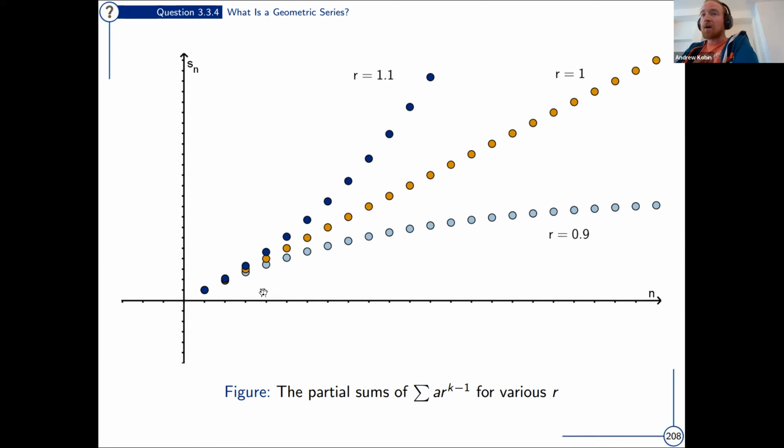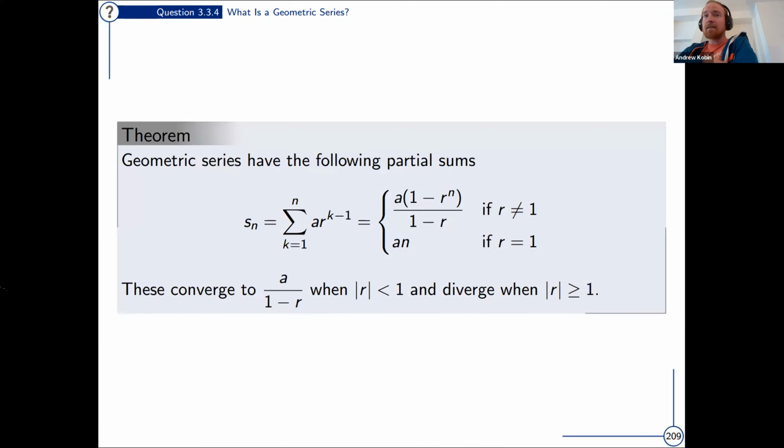The light blue ones where r is less than 1, this is the sequence of partial sums, but it looks like these are sort of tapering out and we might actually converge to something. For the other 2, the gold and dark blue ones where r is 1 or greater than 1, it appears that those are not converging to anything, they're just going off to infinity. And indeed, the theorem is as follows.